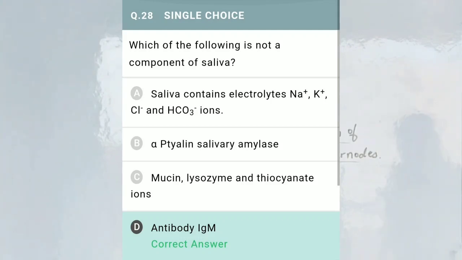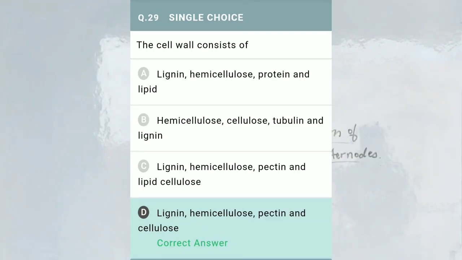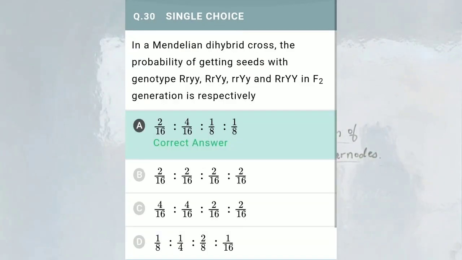So now move to next question, question number 29. The cell wall consists of. Now if we talk about the composition of cell wall, the correct option is option number D, that is lignin, hemicellulose, pectin and cellulose. So all these four are the components of cell wall. Now move to next question, question number 30.